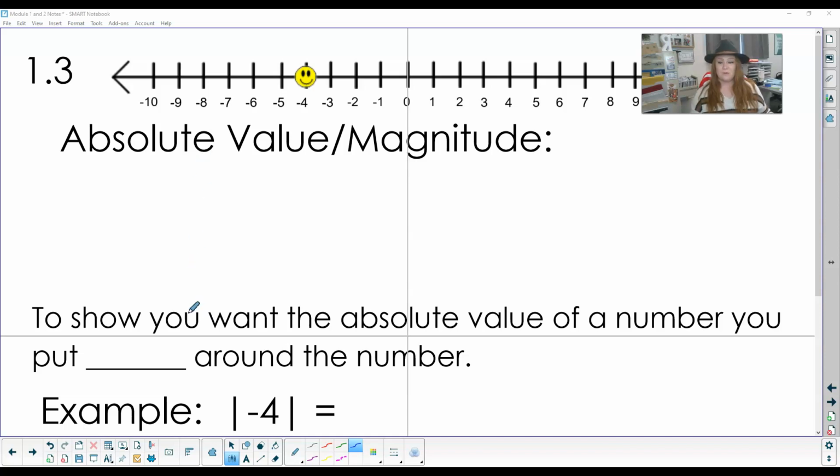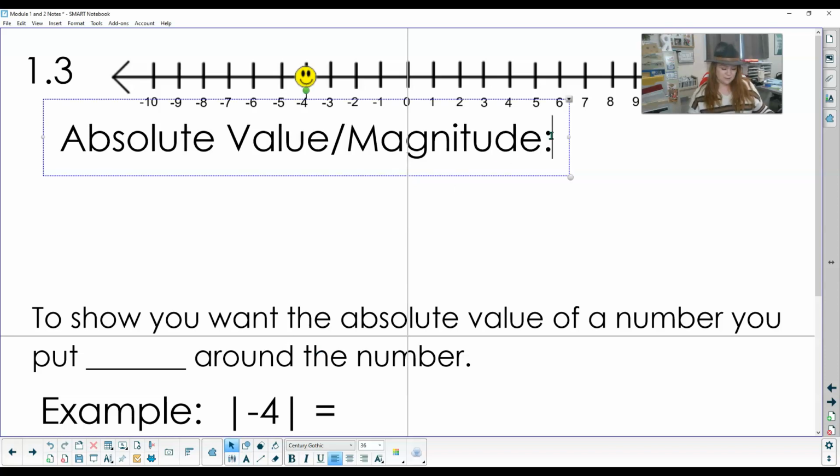For 1.3 notes, we are going to discuss the absolute value or the magnitude of numbers. Absolute value and magnitude mean exactly the same thing, so you'll hear them used in the same way.